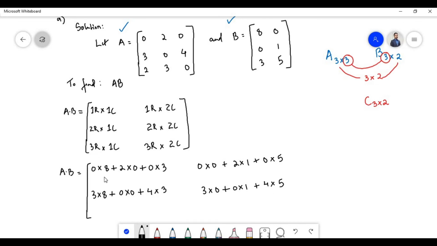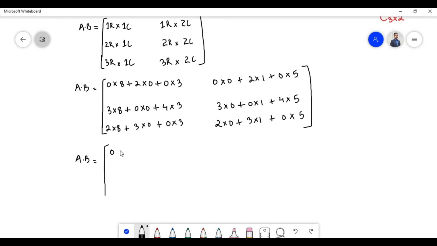Next third row with first column, that is 2 times 8 plus 3 times 0 plus 0 times 3. Next third row with second column, that is 2 times 0 plus 3 times 1 plus 0 times 5.